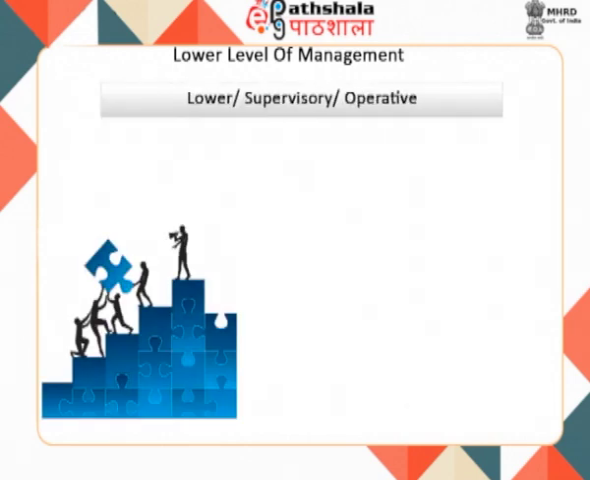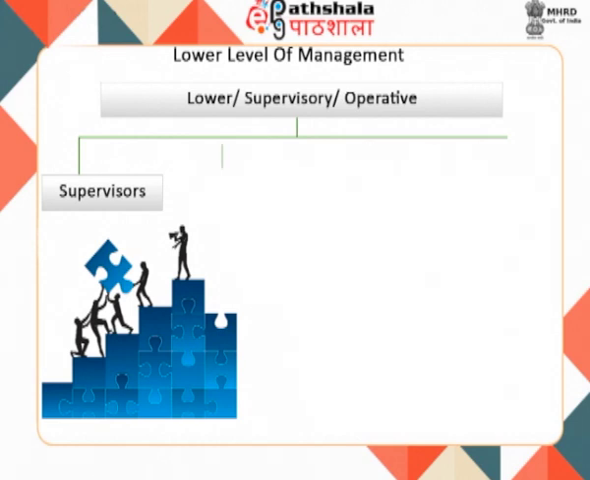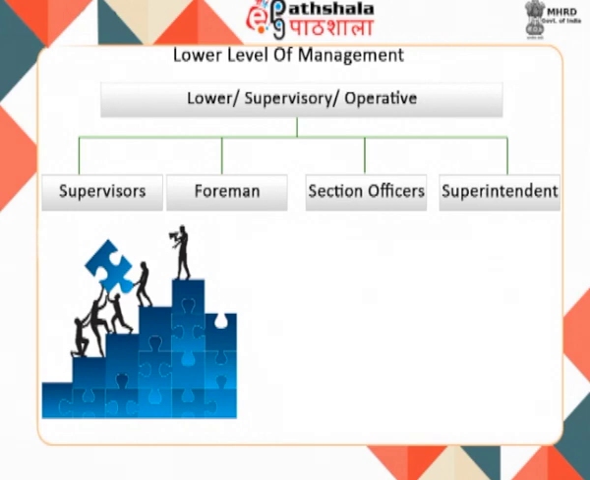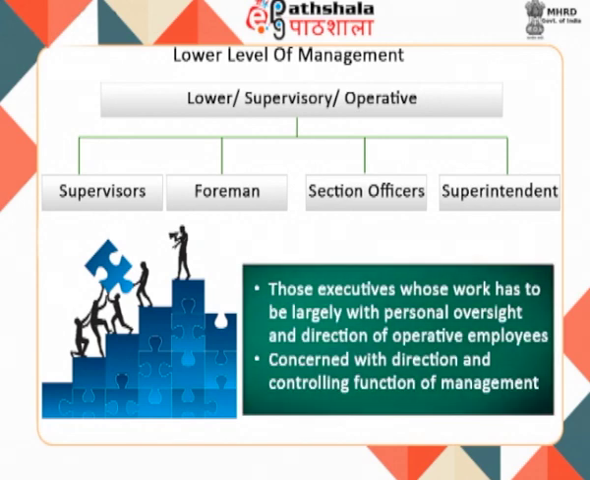Lower level is also known as supervisory or operative level of management. It consists of supervisors, foremen, section officers, superintendents, etc. According to R.C. Davis, supervisory management refers to those executives whose work has to be largely with personal oversight and direction of operative employees. In other words, they are concerned with direction and controlling function of management.